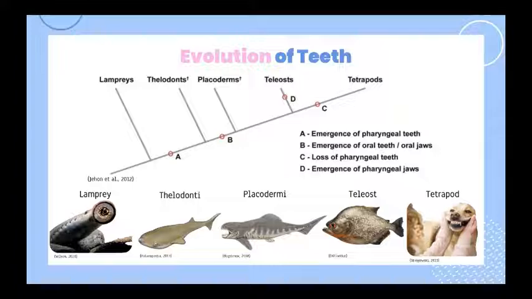On the other hand, some researchers believe in the inside-out theory, which suggests teeth evolved from the cells of pharyngeal teeth, which actually did have a bit of supporting evidence for a while but is now up in the air. But researchers have all agreed that the evolution of teeth began at the emergence of pharyngeal teeth, which you can see at point A, right between the lampreys and the thelodonts.